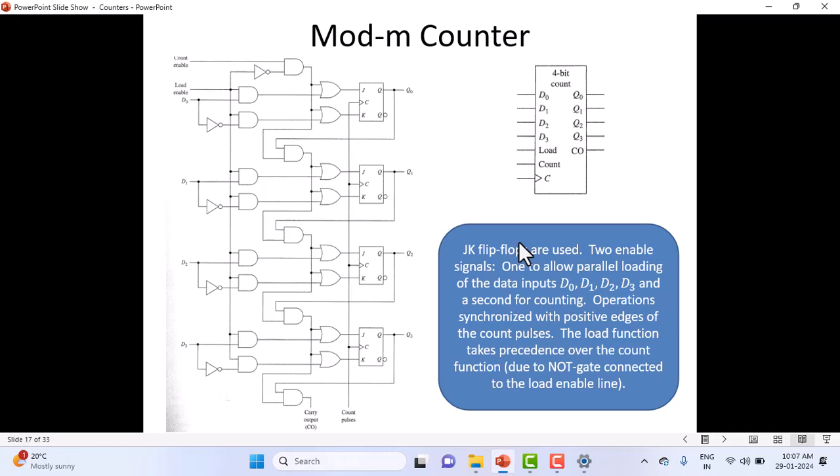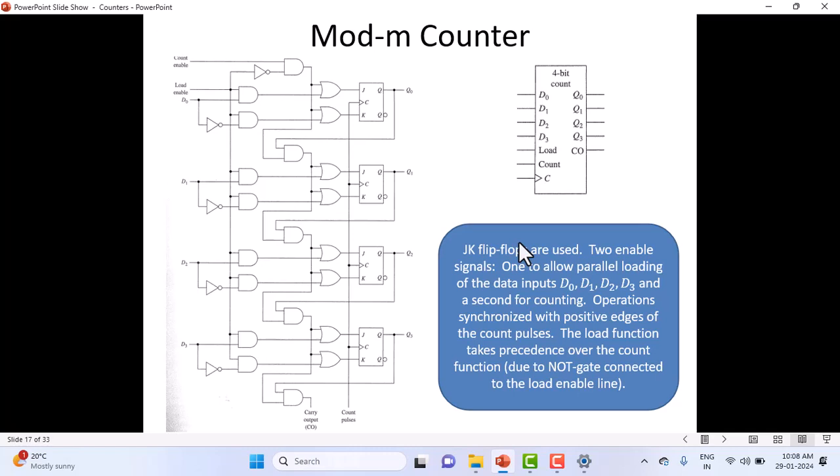And look at here, there is a load enable, there is a count enable. Same thing you are seeing even in the IC also. There is a load here, count here. D0 to D3 are the 4 inputs. And C is nothing but clock, rising edge. And look at outputs here, Q0 to Q3 are the outputs.